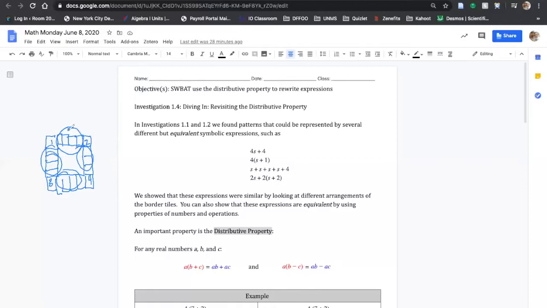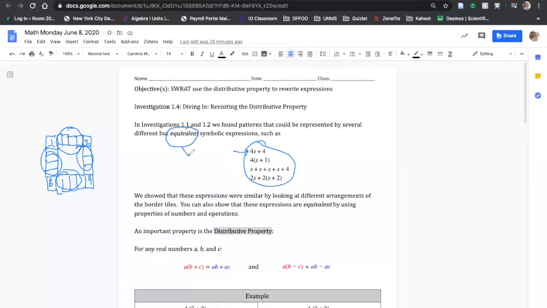And depending on how you looked at counting those tiles up, you ended up with different expressions to represent that. So this expression where you count up the 4 sides plus the 4 corners led us to this one here, 4s plus 4. There's another one, 4 times s plus 1, s plus s plus s plus s plus 4, or 2s plus 2 times s plus 2, right? But the main idea here is that all of these here, right, are equivalent.